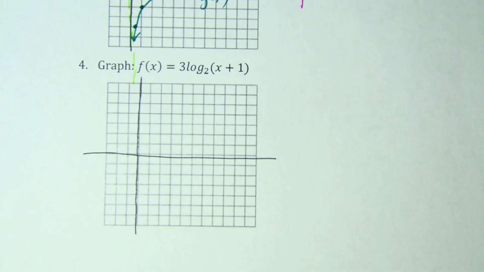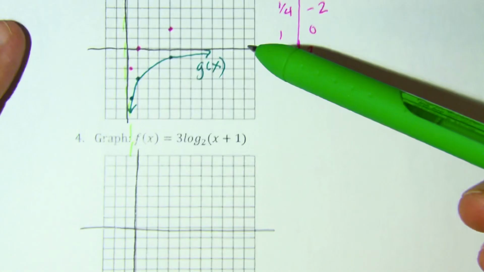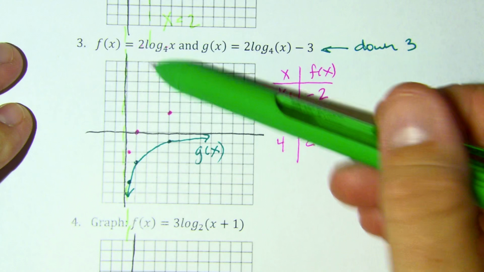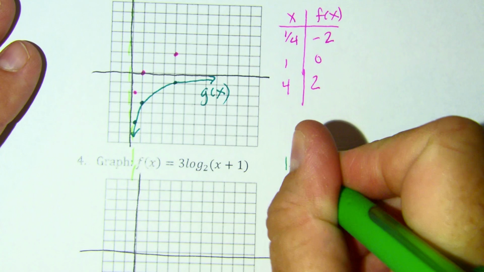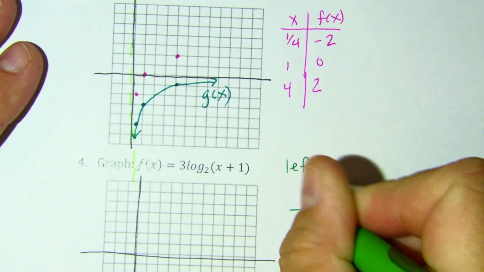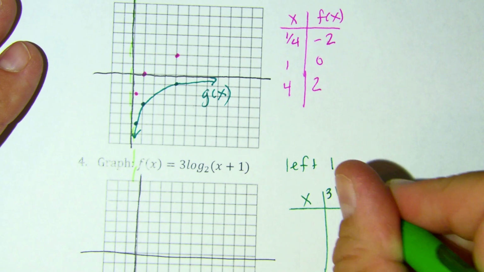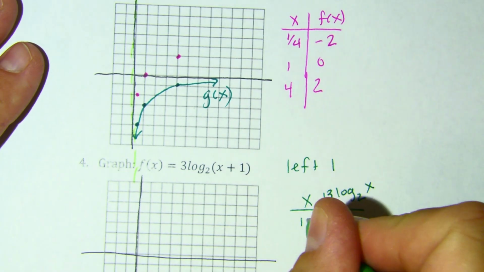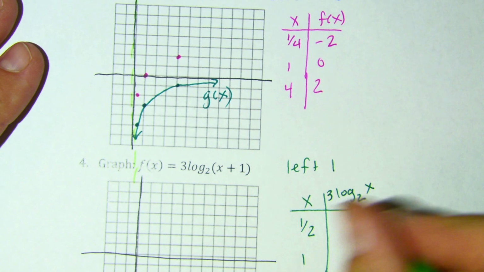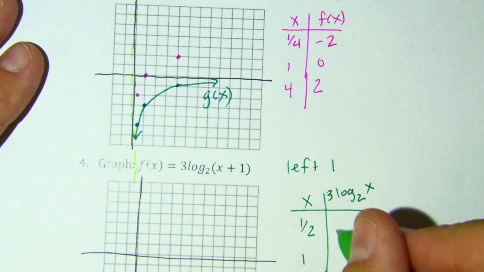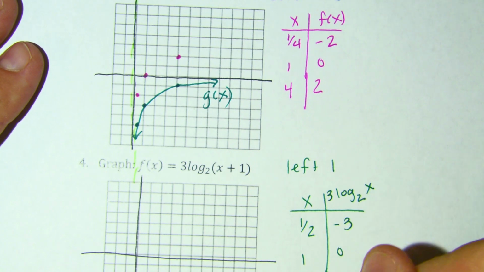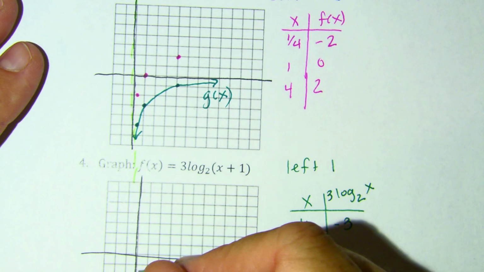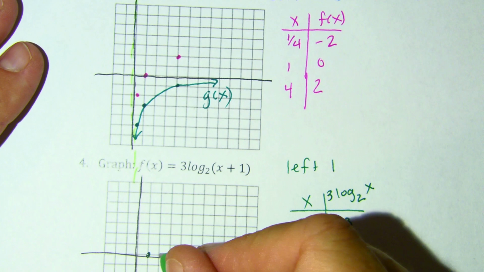One more example here. And here it does not give you the parent graph, but even if it doesn't tell you to graph the parent graph first, you can still use that to plot those points and then move them. This plus 1 in here moves me left 1. And I'm going to use 3 log base 2 of x. So I'll use 1/2, 1, and 2. Plugging in 1/2 would give me negative 1, times 3 would give me negative 3. Plugging in 1 would give me 0, times 3 is still 0. Plugging in 2 would give me 1, times 3 would be 3. So 1/2, negative 3, 1, 0, and then 2, 3.